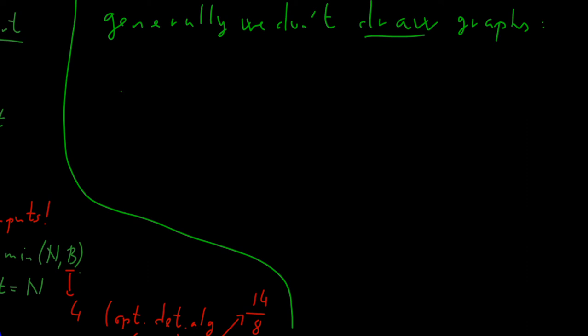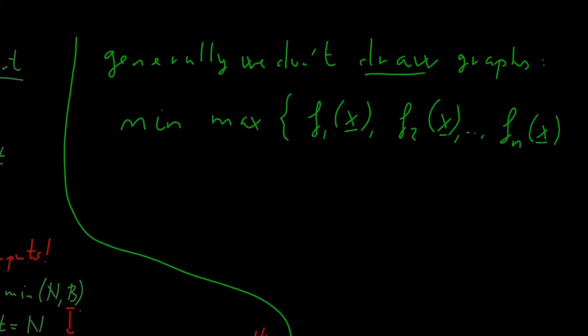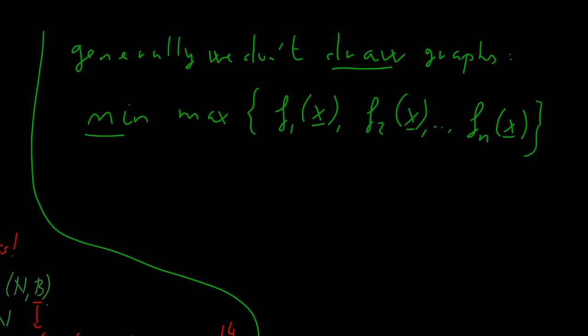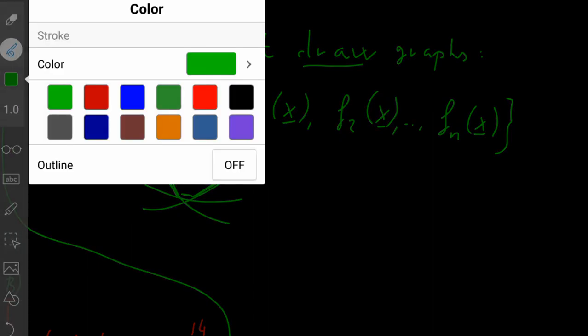So if in general I have to minimize the maximum of something, and there are several functions, say there is one function and there is another function and so on, and there is an nth function, and I want to minimize the maximum of them, then of course if these are just lines, then I can plot the f1(x), plot the f2(x), plot the fn(x), and just determine the maximum, and then I just have to determine the minimum of this complicated function.